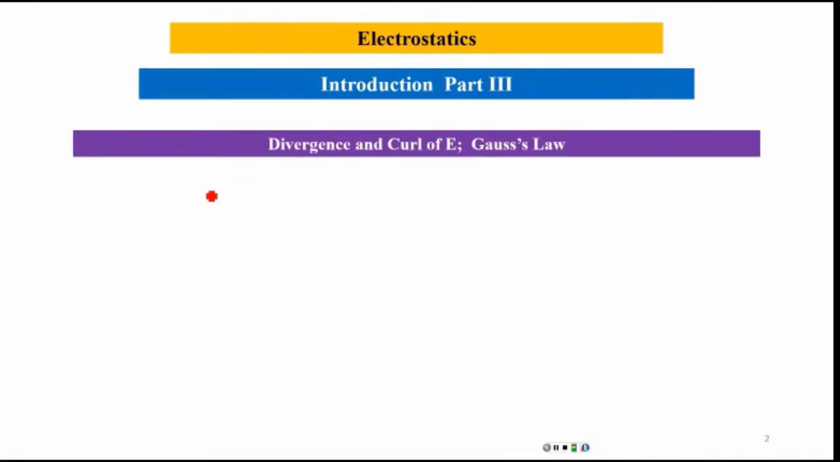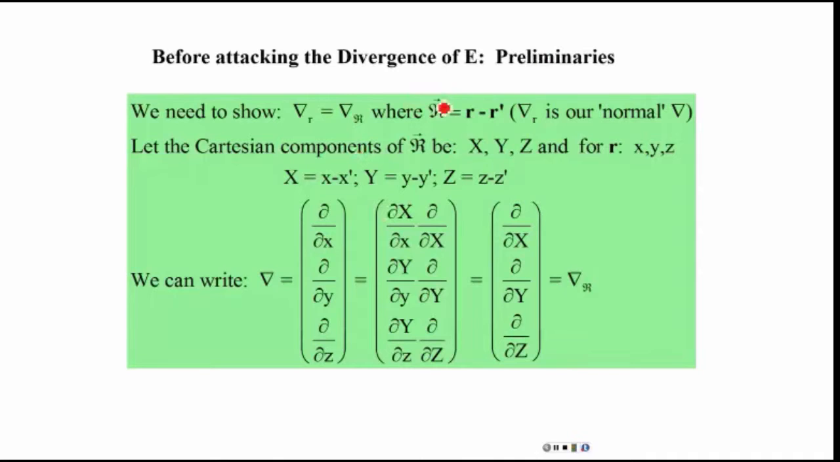Okay, so let's take a look at the divergence and the curl of the electric field. After some derivations of these things, we're going to look at Gauss's law. To be more exact, once we find the divergence of E, we'll be able to derive Gauss's law. We have a few preliminaries that we have to take care of.